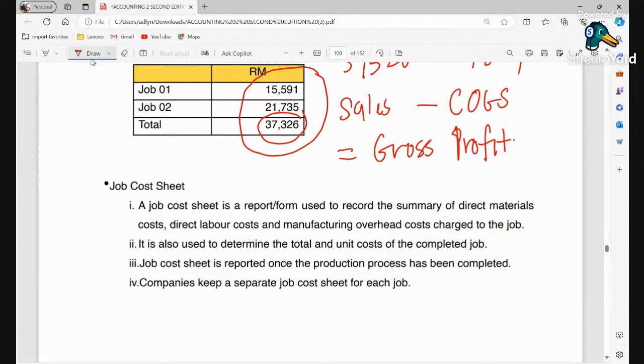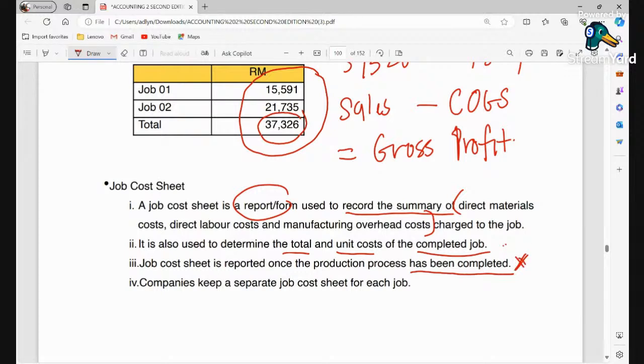So job cost sheet ni ialah report ataupun form yang kita guna untuk record summary dari direct material, direct labor and manufacturing overhead costs. So this is also a report or a form yang kita guna untuk kira total dan juga unit cost untuk completed job. So job cost sheet is reported once the production process has been completed. Kena tunggu kerja siap dulu, baru kira.